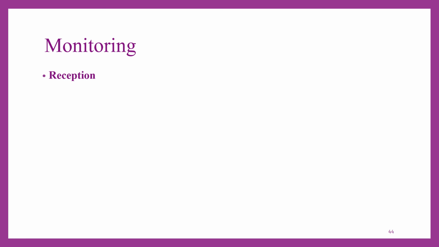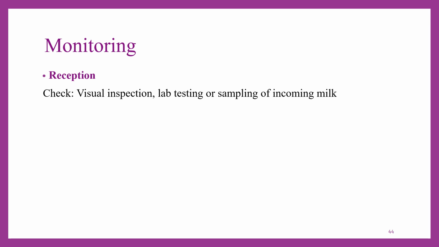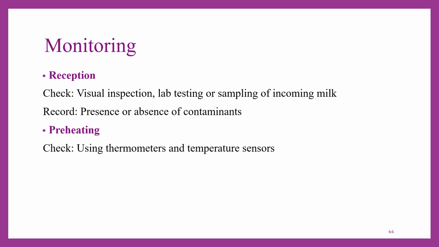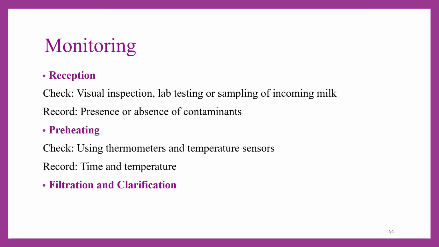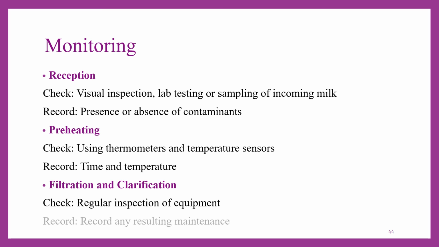Monitoring. First of all, we would like to talk about the monitoring of reception. In this case, what do we need to check? Visual inspection should be done, lab testing should be performed, and sampling of the incoming milk should be done. In case of record keeping, the presence or absence of contaminants should be recorded. Preheating. We need to check using thermometers and temperature sensors. We need to record the time and temperature. Filtration and clarification. We need to check regular inspection of the equipment. We need to record any resulting maintenance.